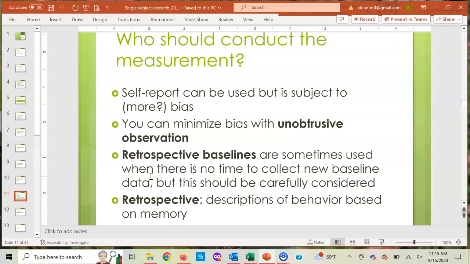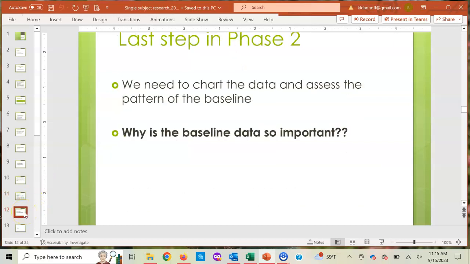Retrospective baselines are sometimes used. Again, they can be biased. You're doing it based upon memory, but sometimes we can't wait another 5 weeks, 5 months, whatever, to get this baseline data. So sometimes we need to think back and think through that.